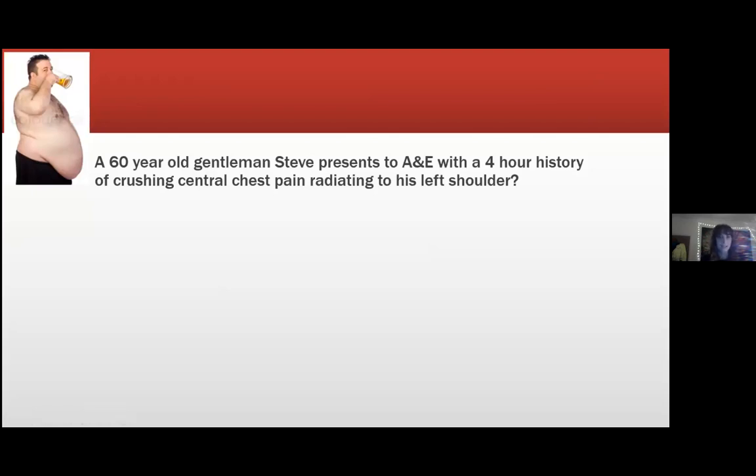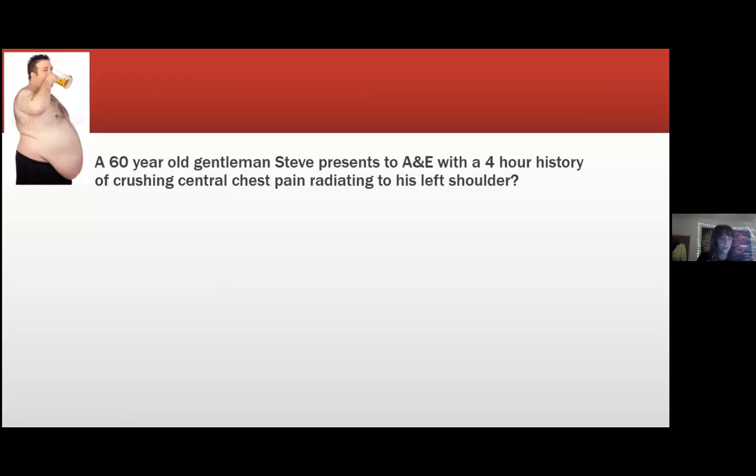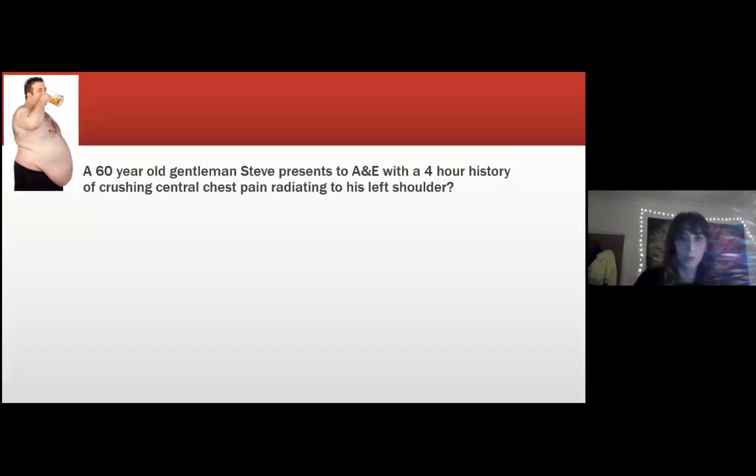So our first case is a 60-year-old gentleman, Steve, who's presenting to A&E with a 4-hour history of crushing central chest pain radiating to his left shoulder. So you probably have some ideas of what this might be, kind of cheating based on the question. What are the differentials that we're thinking of?